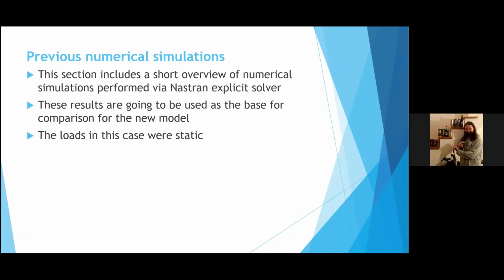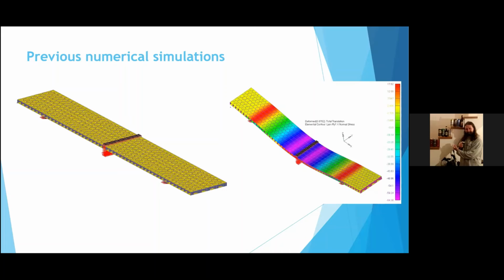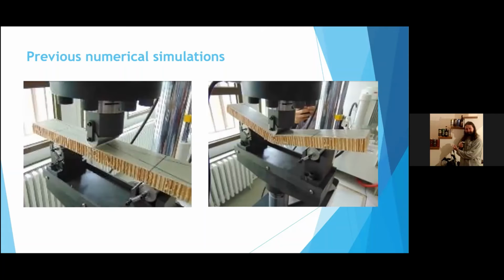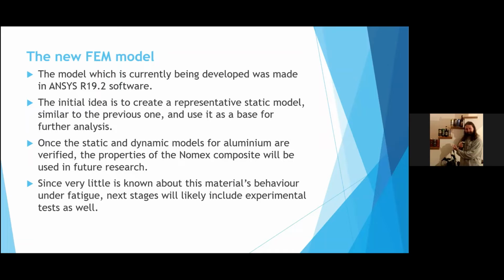So here first we will show a quick overview of some of the previous simulations which were made in Nastran as opposed to the ones we're currently working on, which are going to be performed in ANSYS. This is a simulation of a 3-point bending with our typical results shown here. And here you can also see the actual experiment performed on one of the specimens. So as I said, we were using ANSYS version R19.2 for this.